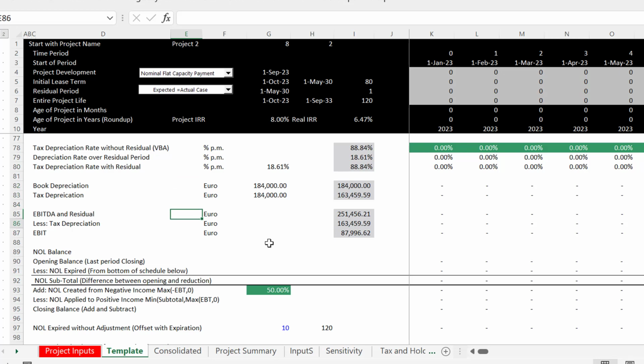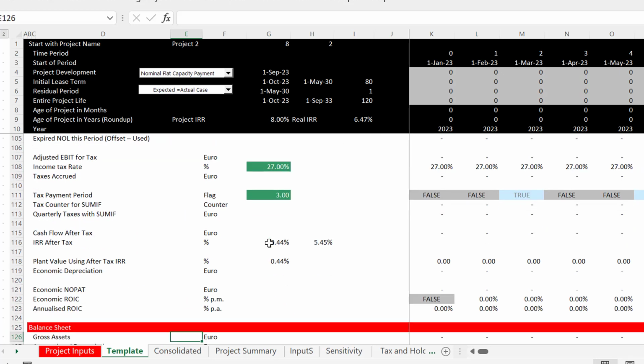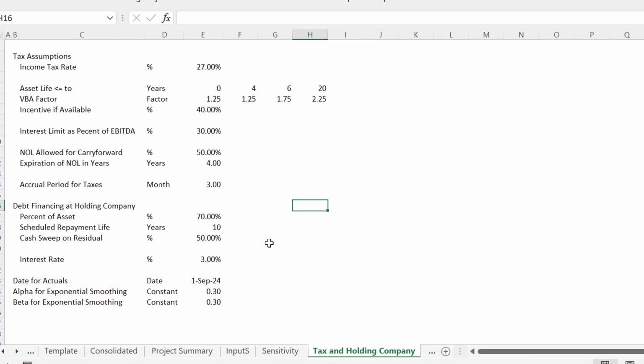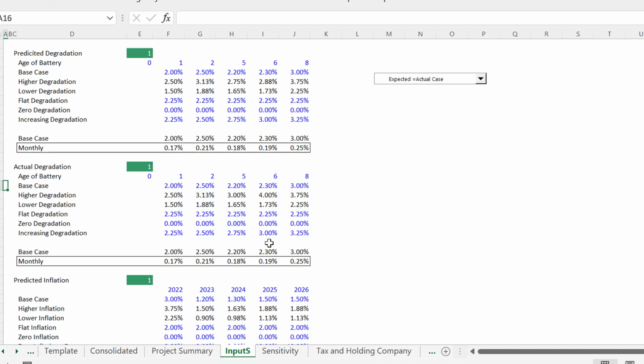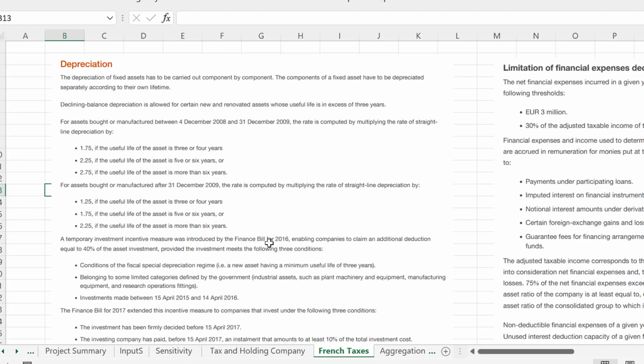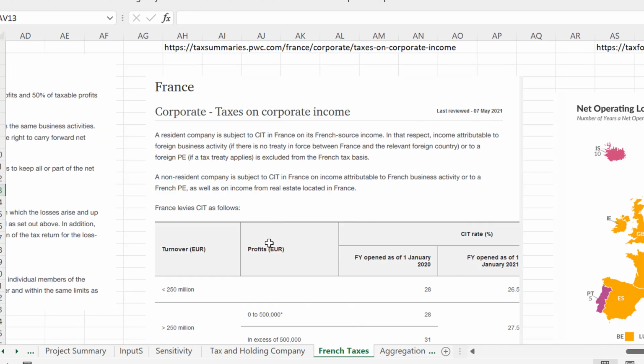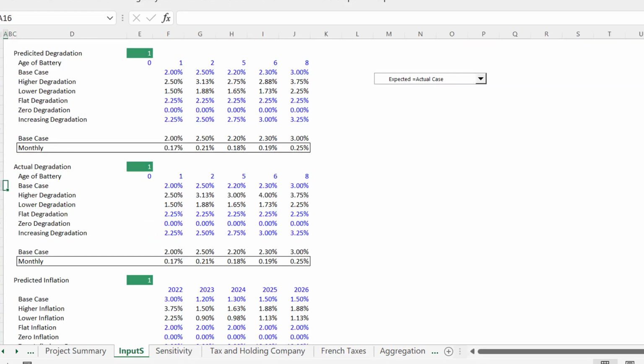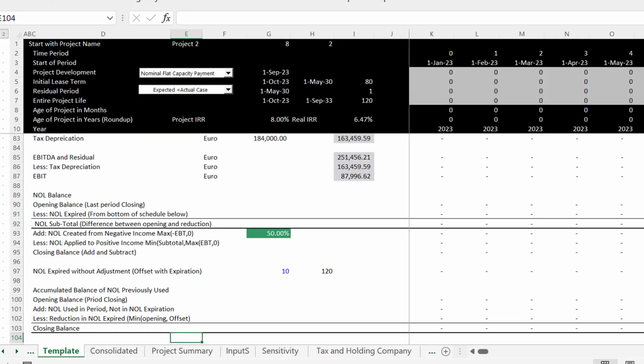Then what we're going to do is put some NOLs, some expiring NOLs. I even put some France tax laws here. Where did I put that? Here, and I even put a little graph. This is really some of the nice stuff. Somebody made a graph on which countries have an expiring NOL: France, England, Deutschland, Switzerland. You have 7 years. So different countries.